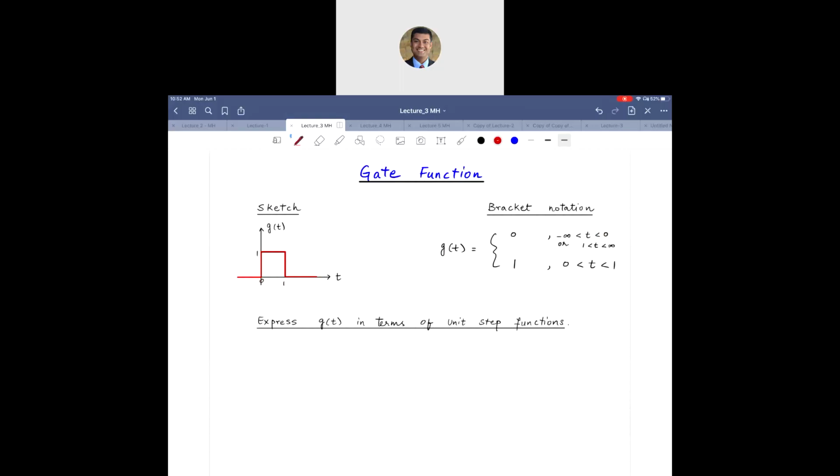A quick conversion between the gate function and unit step functions is this. If you wanted to express g of t in terms of unit step functions, you need something that opens at 0 and closes at 1. That would simply be u of t minus u of t minus 1. That is how you can quickly express g of t, the gate function, in terms of unit step functions.